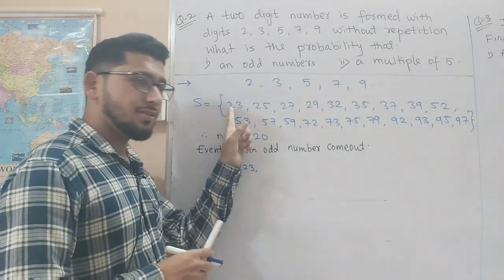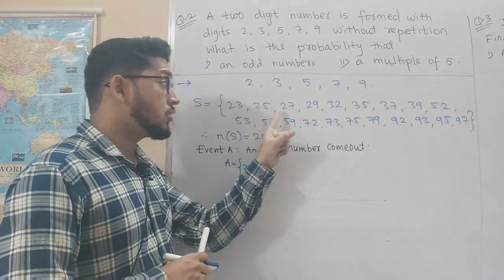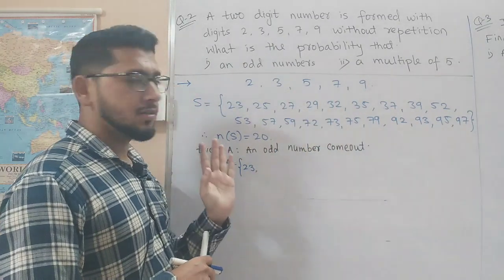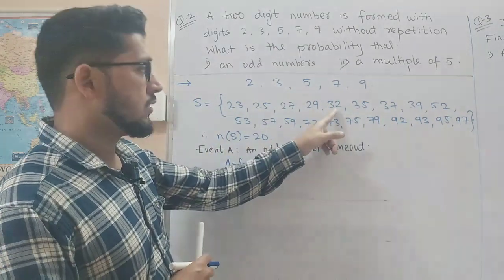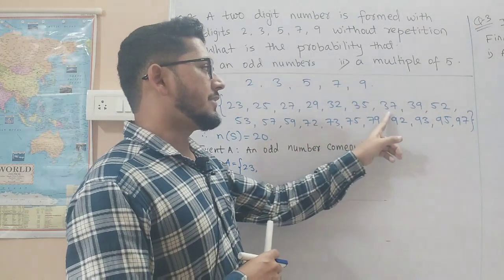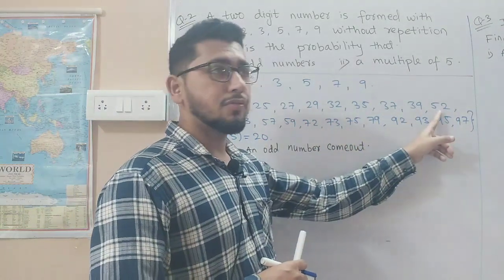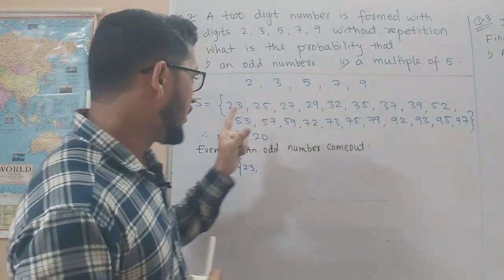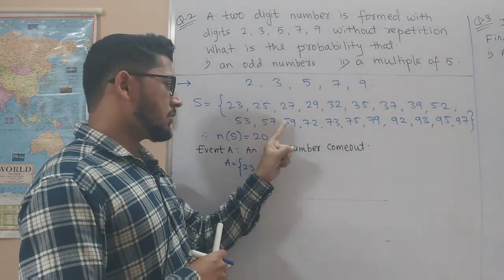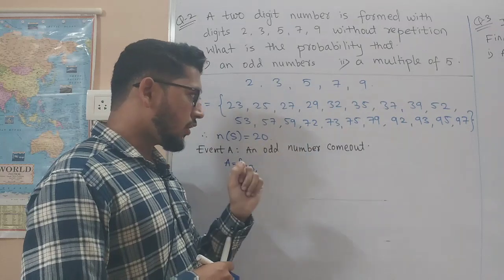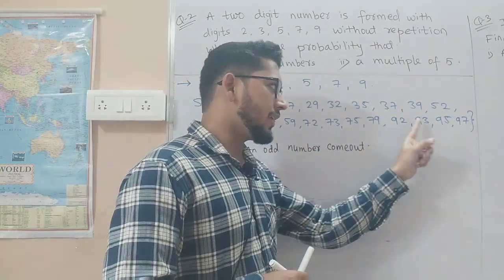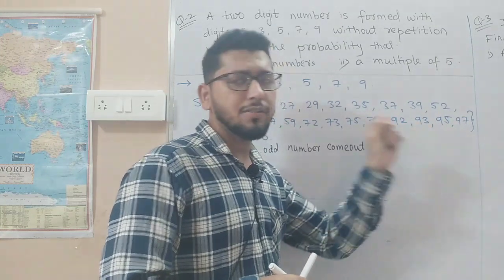So 23 is odd number, 25 is odd number, 27 is odd number, 29 is odd number, but 32 is not odd number because its unit place is 2. 35 is odd number, 37 is odd number, 39 is odd number, 52 is not an odd number because the unit place is 2. 53 is odd number, 57 is odd number, 59 is odd number, but 72 is not an odd number. 73 is odd, 75 is odd, 79 is odd, 92 is not odd, 93 is odd, 95 is odd, 97 is odd.